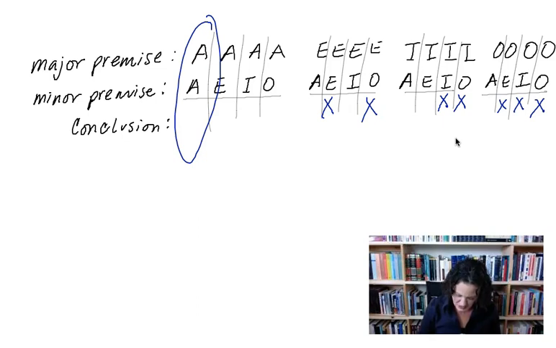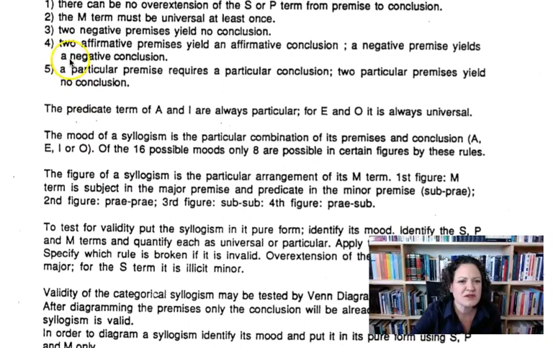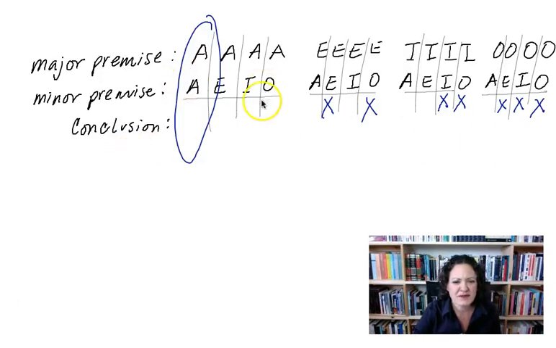Okay. Now I want to go back to the rules and let's read this one. Two affirmative premises yield an affirmative conclusion. A negative premise yields a negative conclusion. A particular premise requires a particular conclusion, and we've already ruled out the others. So let's go back and fill out the rest of these. So how do you figure this out? How do I know how to assess this? If you remember, I showed you, let's just do A for a second. No, actually, let's do all of them. I'll remind you. We did this.